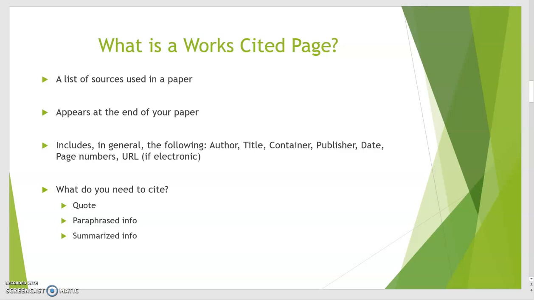The works cited page appears as the last page of your paper, and in general, it gives your reader the following information. It's going to tell your reader who the author was of the source, the title of the source, the container, which refers to the larger place where the source appeared. So for example, an article in a newspaper, the container would be the newspaper. An article in a magazine, the container would be the magazine, and so on. The publisher, the date of publication, page numbers if applicable, and then the URL if the source is electronic.